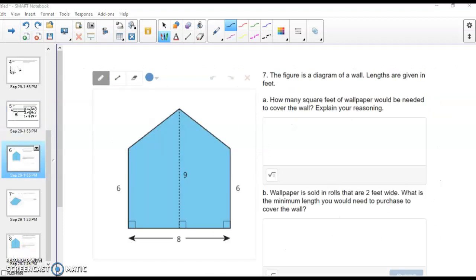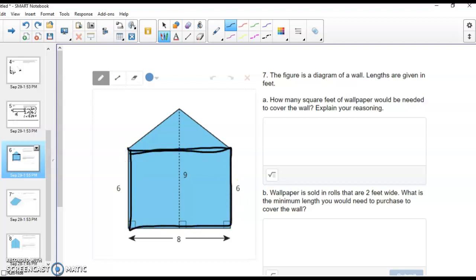Okay, the figure is a diagram of a wall. Lengths are given in feet. Question A says, how many square feet of wallpaper would be needed to cover the wall? Explain your reasoning. So here, I'm going to cut my shape up or decompose it into a triangle or two triangles, and then one big rectangle, or you could split it up into two rectangles. I'm going to choose to do one large rectangle, which would be a 6 by 8.